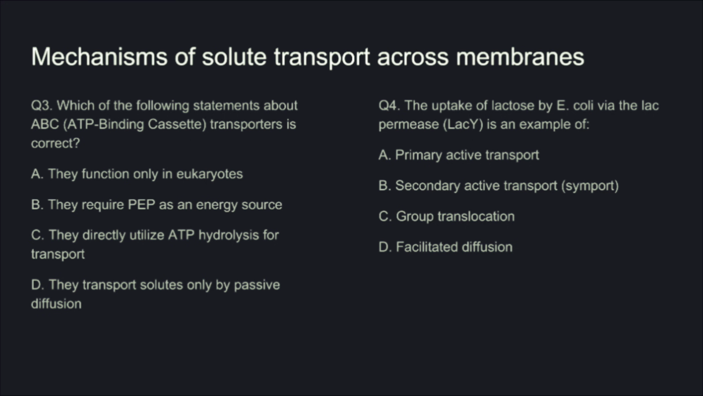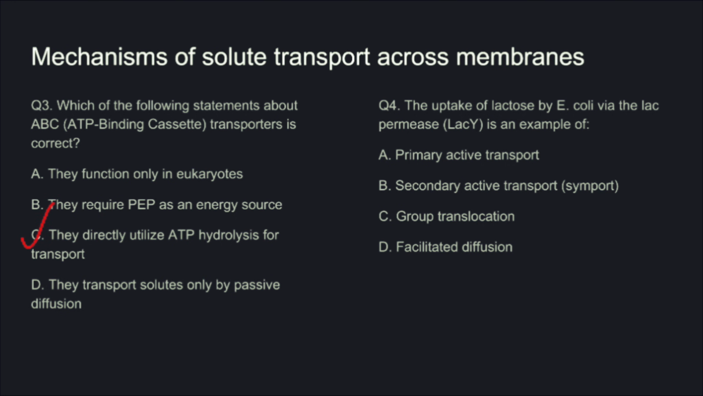Question 3. Which of the following statement about ABC, that is ATP binding cassettes, transporters is correct? Options are A, they function only in eukaryotes, B, they require PEP as an energy source, C, they directly utilize ATP hydrolysis for transport, D, they transport solutes only by passive diffusion. Correct answer for this question is option C, they directly utilize ATP hydrolysis for the transport.